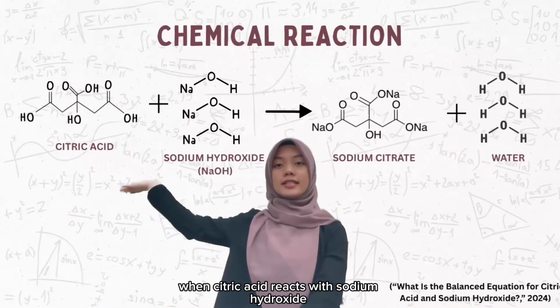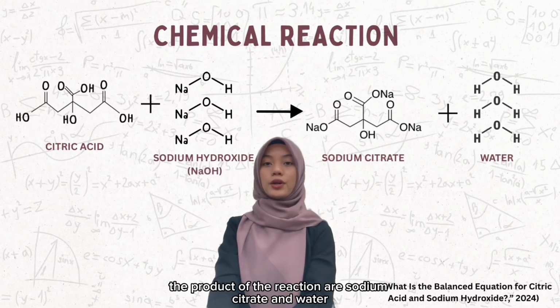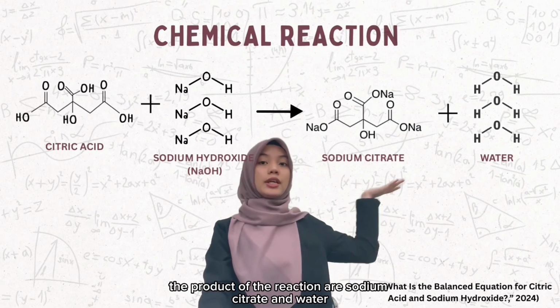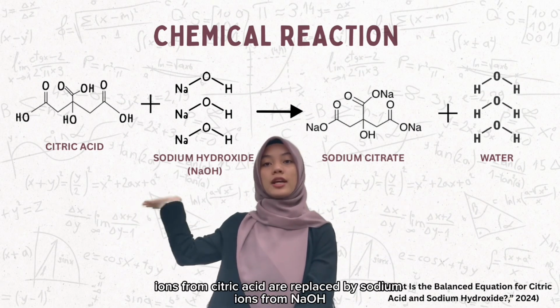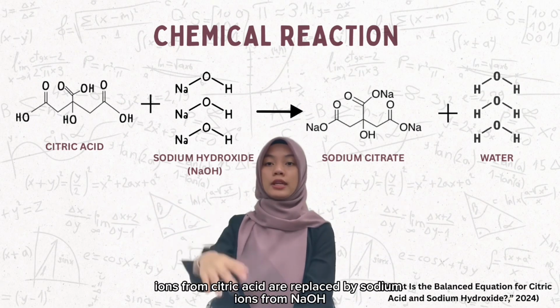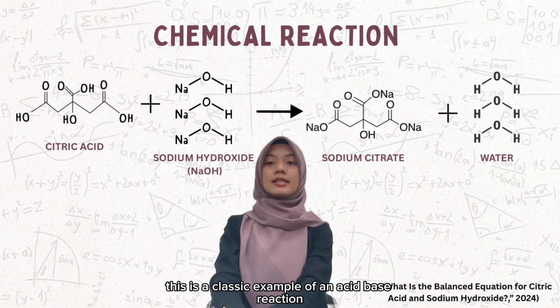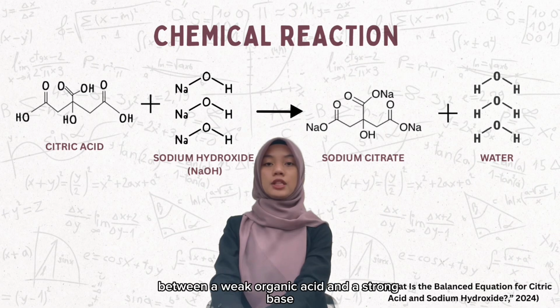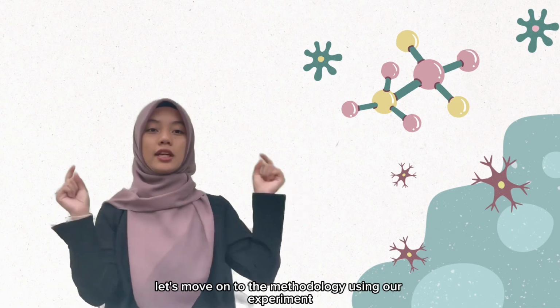When citric acid reacts with sodium hydroxide, a neutralization reaction occurs. The products of the reaction are sodium citrate and water. In this process, the acidic hydrogen ions from citric acid are replaced by sodium ions from NaOH, forming the salt sodium citrate. This is a classic example of an acid-base reaction between a weak organic acid and a strong base. Now that we understand the chemical background, let's move on to the methodology used in our experiment.